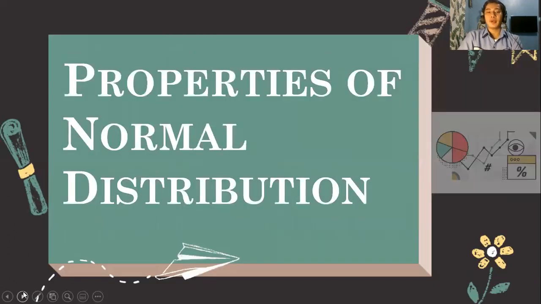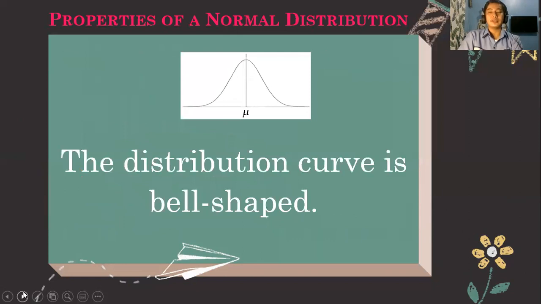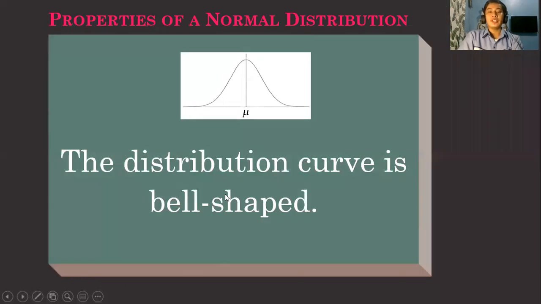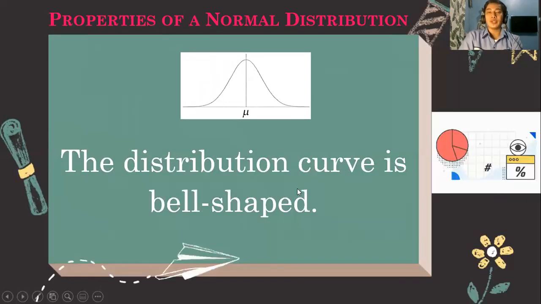So what are the different properties of the normal distribution? First, the distribution curve is bell-shaped. As I've told you, the distribution curve is also what we refer to as the normal curve.